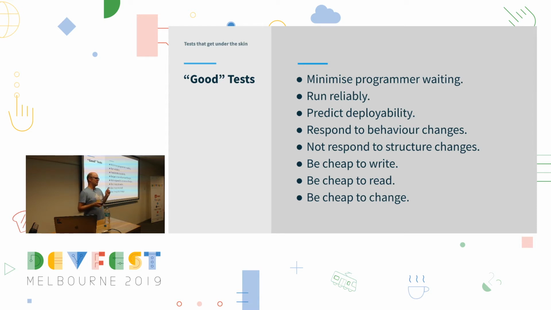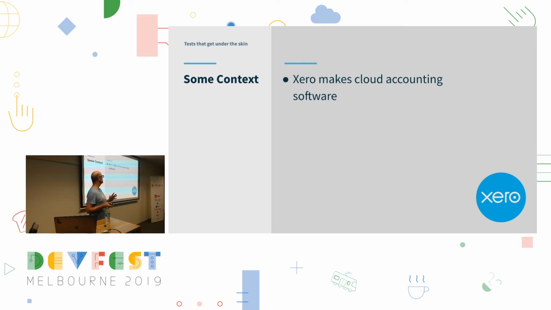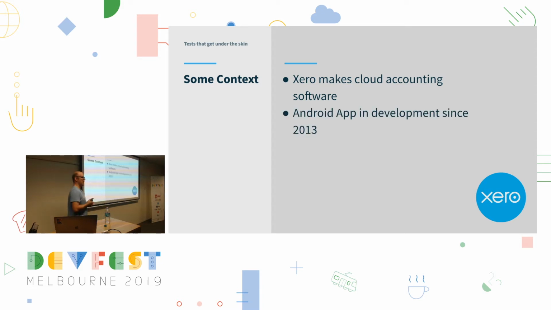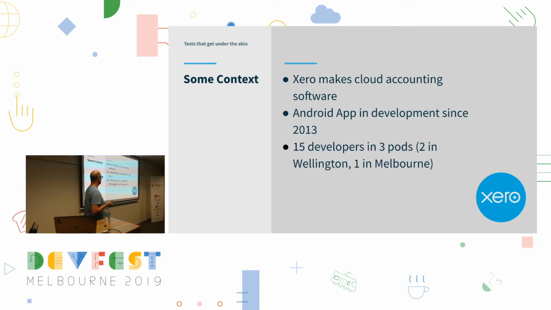Cool. So before we jump into our mistakes, I want to give you a little bit of context, right? So as I said, Xero makes cloud accounting software for small businesses. Our Android app has been in development since 2013, so keep that in mind. At the moment, we have 15 developers in 3 pods across 2 countries, and we're hiring iOS developers as well, and all kinds of other developers. We have booths out there if someone is interested.